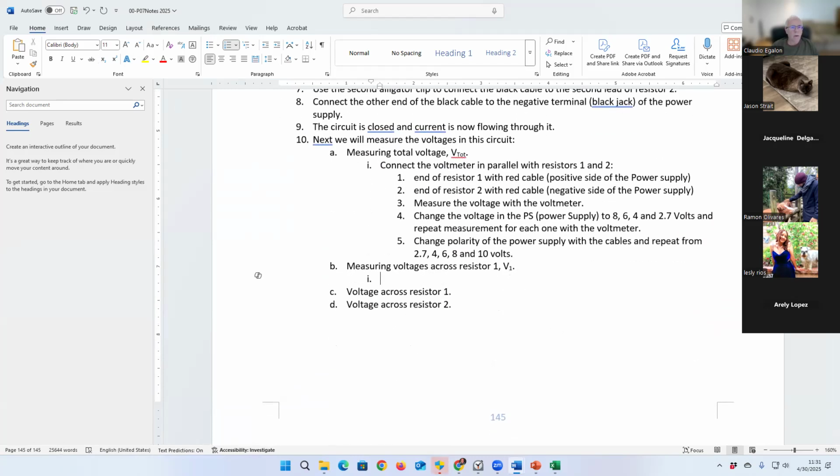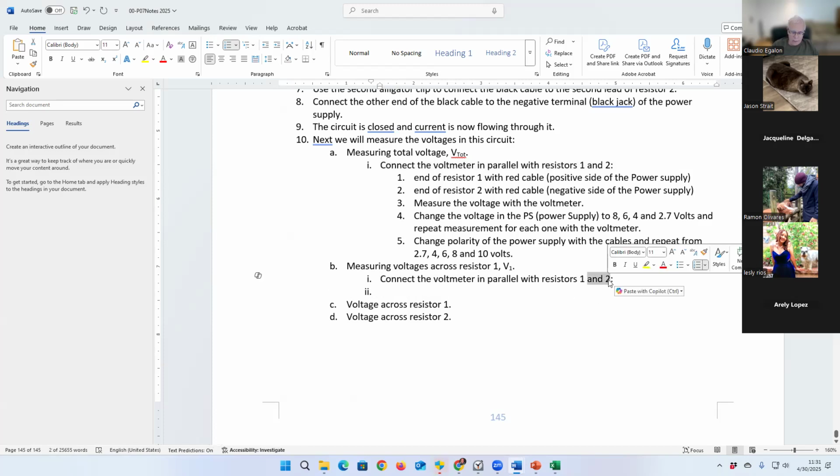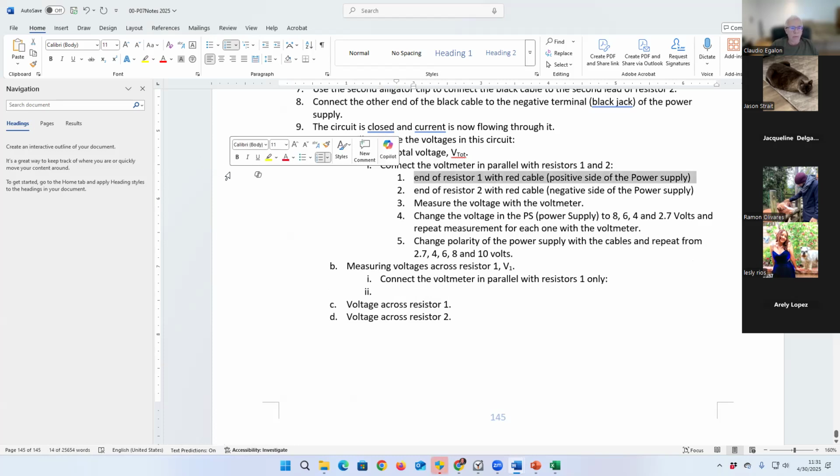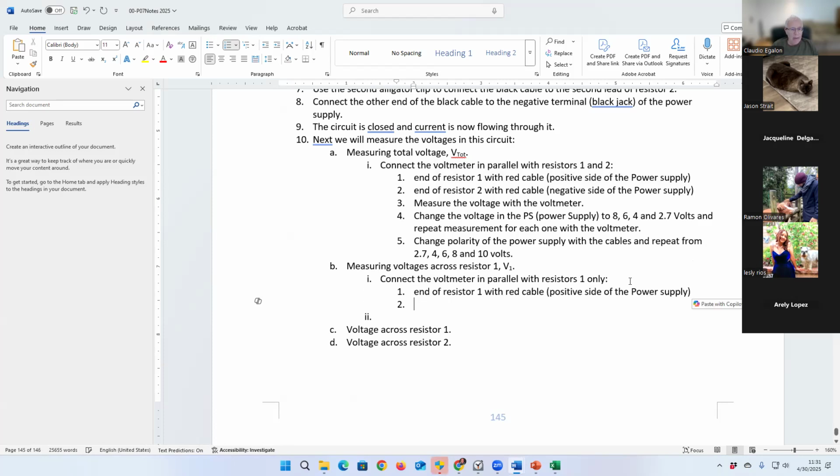Here you go. Connect voltmeter in parallel with resistor 1 only. Okay? End of resistor 1 with red cable coming. Here you go. Only. End of resistor 1 with red cable of the DMM.